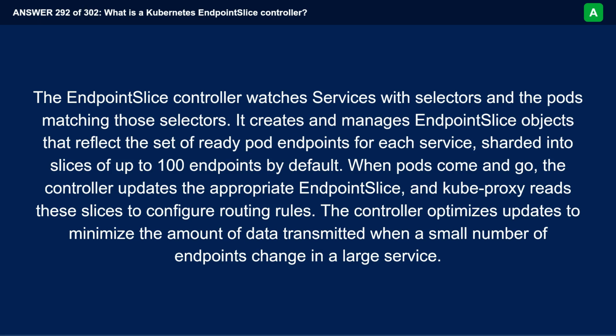When pods come and go, the controller updates the appropriate endpoint slice, and kube-proxy reads these slices to configure routing rules. The controller optimizes updates to minimize the amount of data transmitted when a small number of endpoints change in a large service.